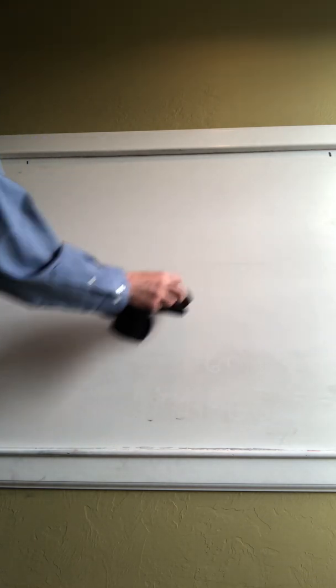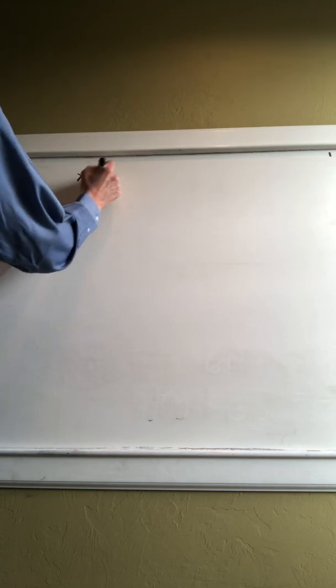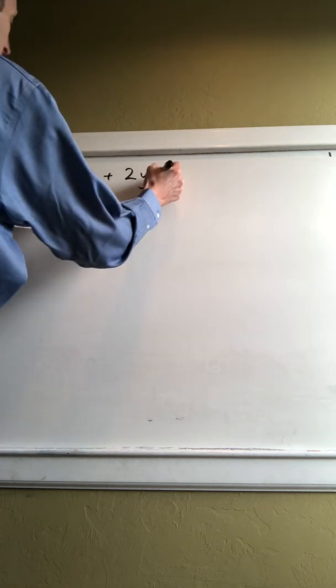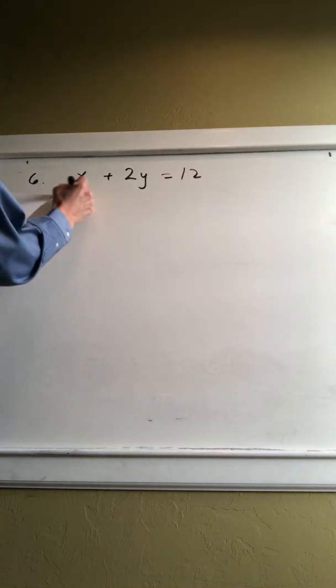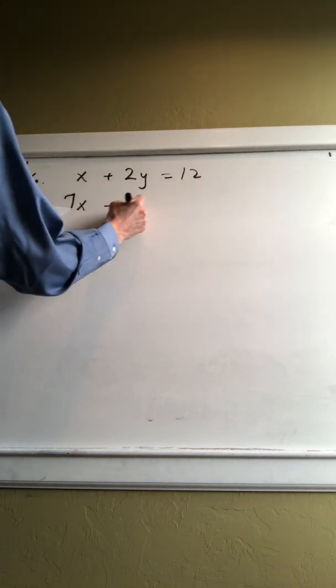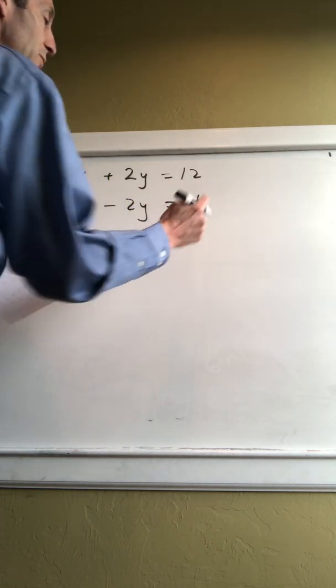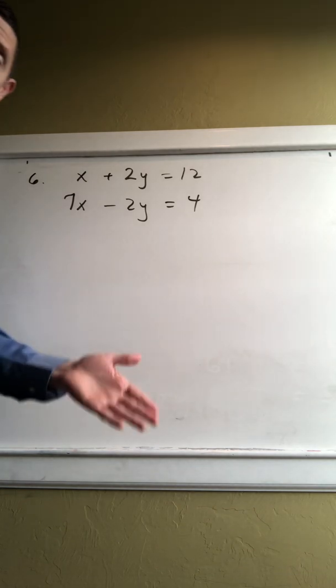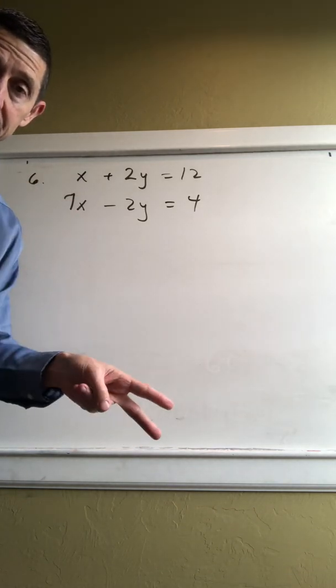All right, I say we actually just do one. No sense messing around. Here we go. Let's solve for x and y. Let's solve by elimination. Let's call this number 6. x plus 2y equals 12. 7x minus 2y equals 4. So our job, get an answer for x, get an answer for y.